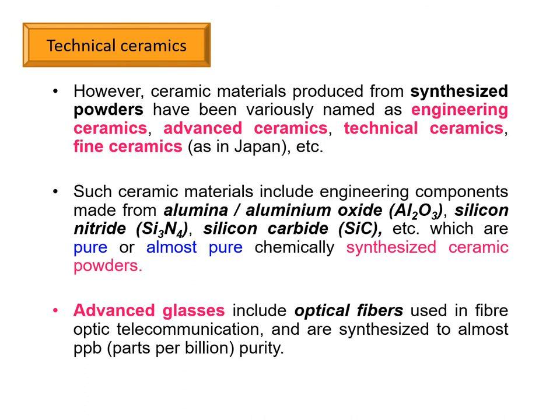For technical ceramics, all ceramics material produced from synthesized powders have been variously named as engineering ceramics, advanced ceramics, technical ceramic, and sometimes it is also referred to as fine ceramics. Such ceramic material include engineering components made from alumina, aluminium oxide, silicon nitride, silicon carbide, etc., which are pure or almost pure chemically synthesized ceramic powders. Advanced glasses include optical fibers used in fiber optic telecommunications, which are synthesized to almost part per billion in purity.